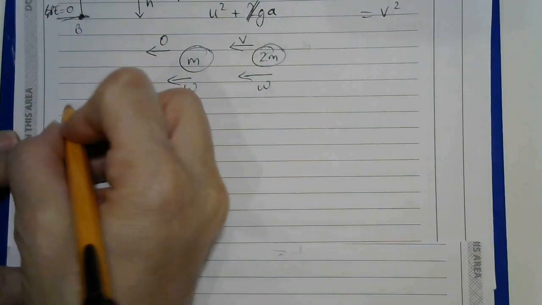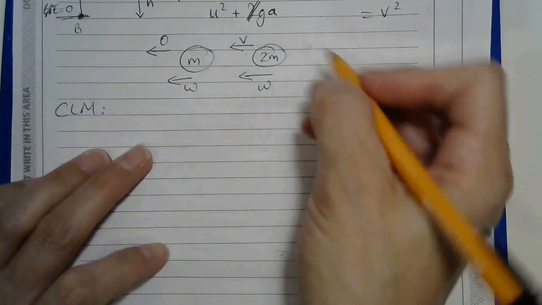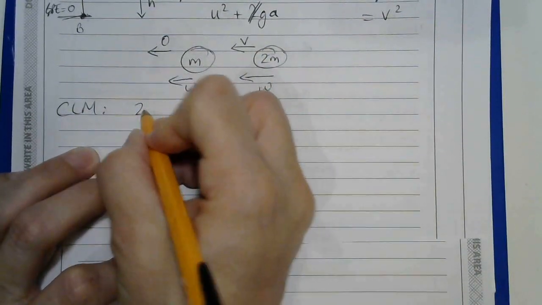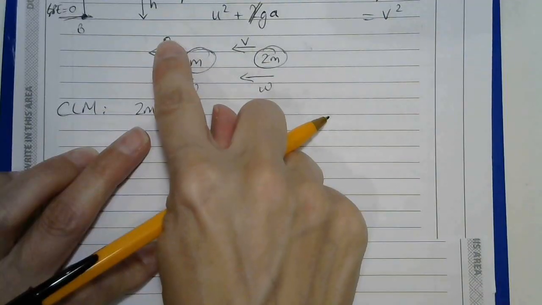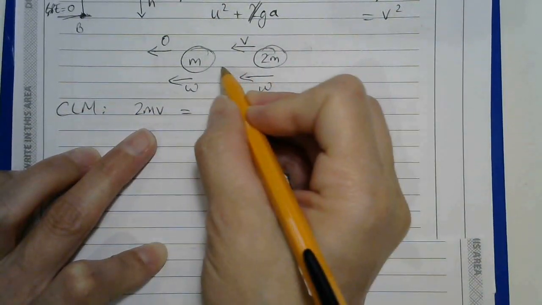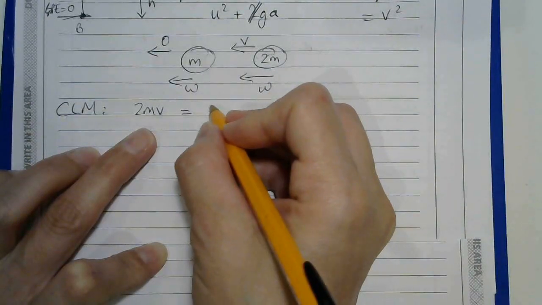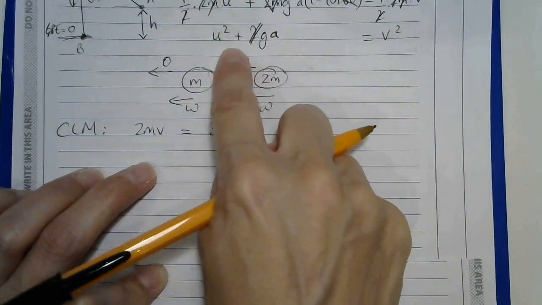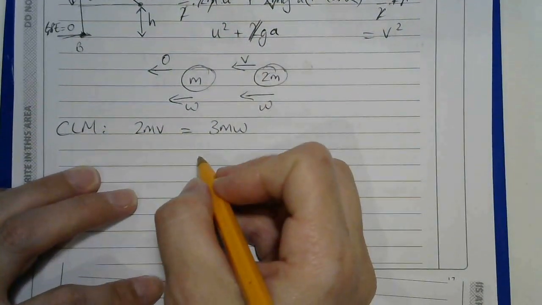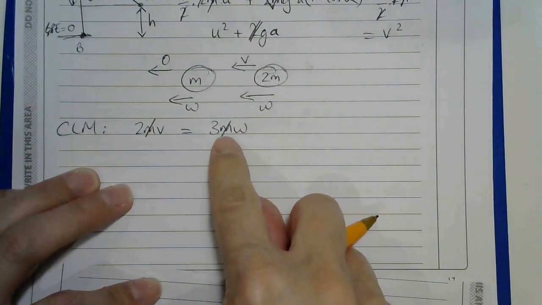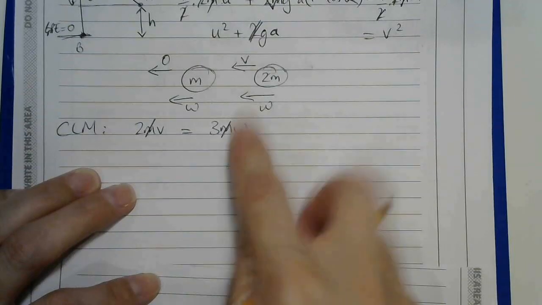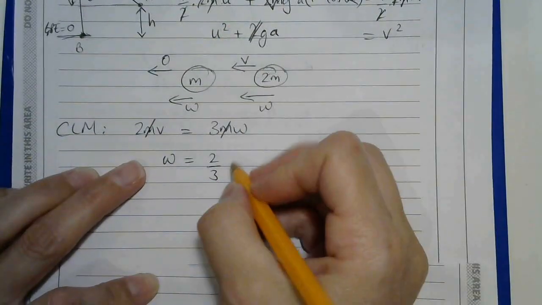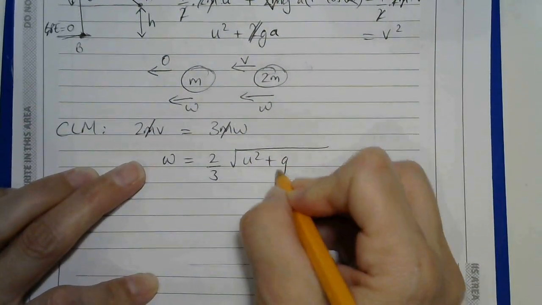Now, using the conservation of linear momentum, I can write down the momentum before the impact, which is 2m times v plus m times 0, so that makes nothing, equals the total mass 3m times w. Remembering that v is going to be the square root of u squared plus ga. So here I can cancel the m's. I can work out that therefore w is going to be 2/3 of v, and v was the square root of u squared plus ga.